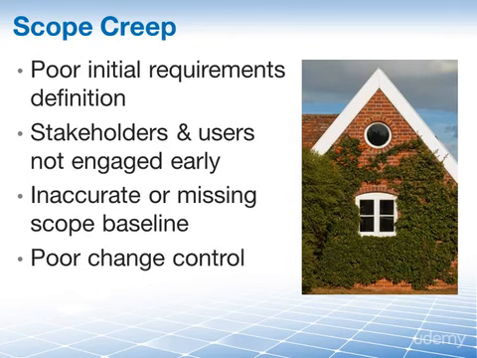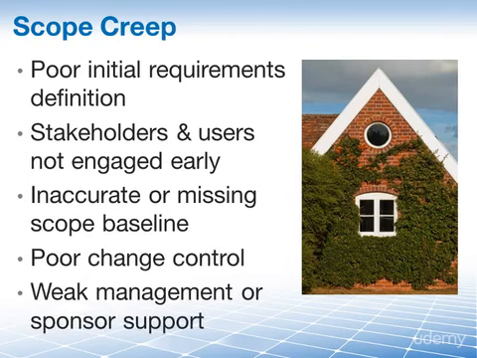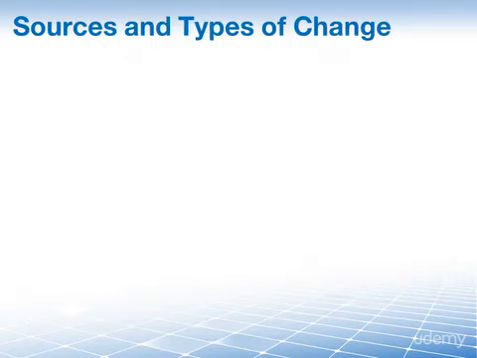Or there could be poor change control execution, which has a lot to do with weak management or lack of sponsor to simply push back many change requests, or not even require that change requests have to go through the integrated change control process. Changes come to our project from various sources and take various forms. So let's take a look at the sources of changes and then also the type of changes that we can get. So first of all, sources of changes.